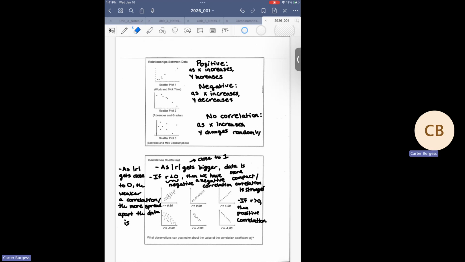Now we are able to actually calculate this correlation coefficient. We are actually able to put some numerical rigor to it. That's what we're going to do here.